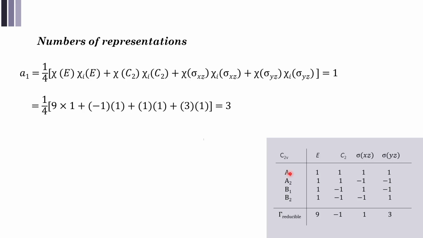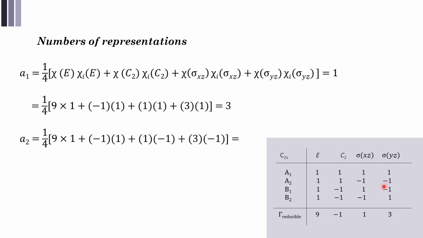Now just go for the next one, A2. How many times has A2 appeared in that expression? We'll find out. Again 1 by 4. 9 into 1, that makes it 9. Minus 1 into 1, that makes it minus 1. 1 into minus 1, that makes it minus 1 again. And 3 into minus 1, that makes it minus 3.